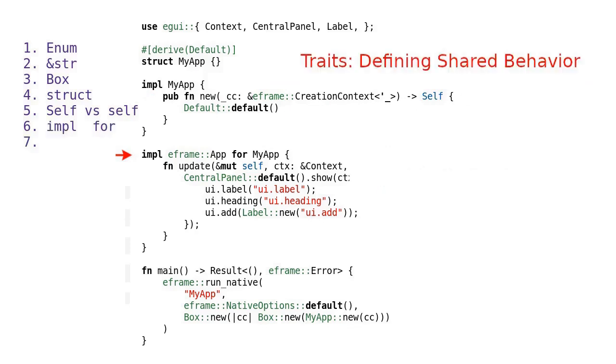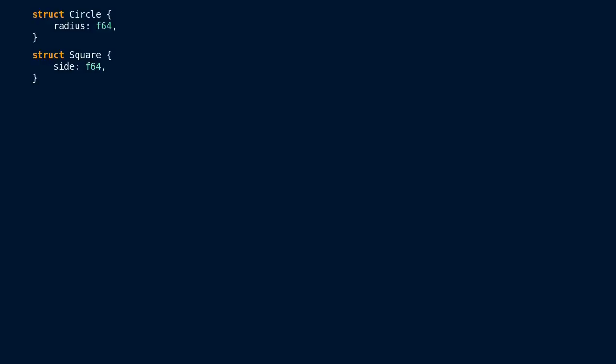eframe App is a trait. Then what is a trait in Rust? A Rust trait provides a way to share some related functions. Let's see an example. We have two structs here. Next, we define a trait, which contains two functions. There are no function bodies so far.